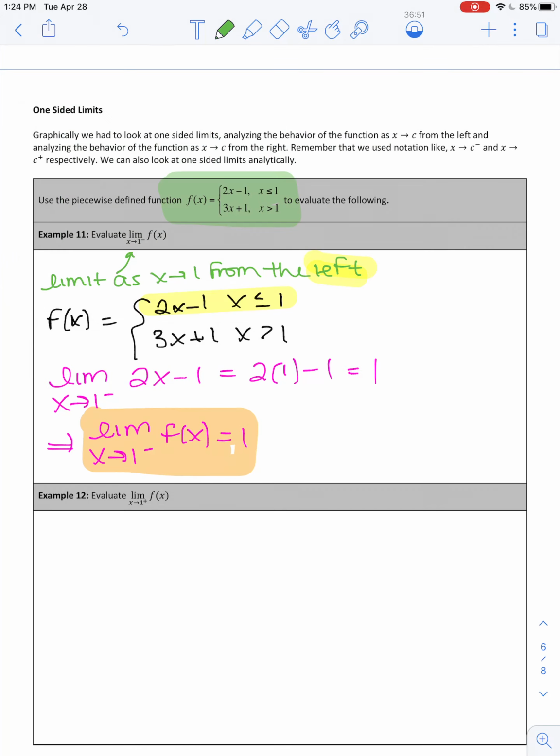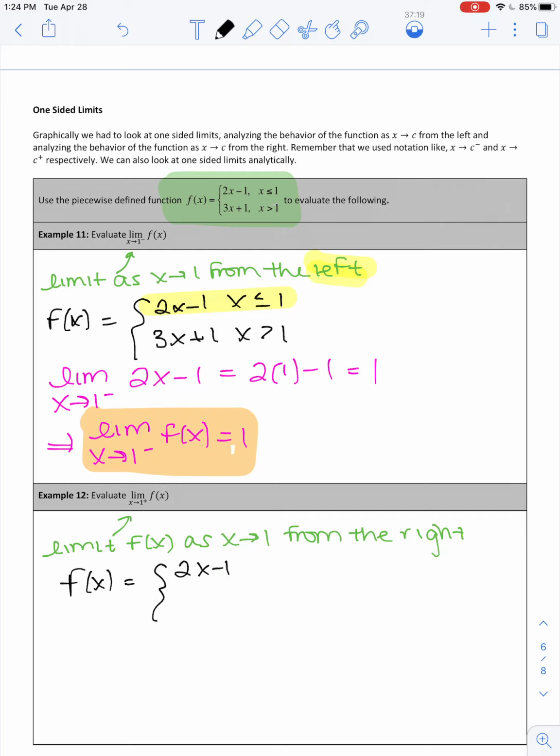Okay, so the next example, not surprisingly, is asking you what's happening as we approach 1 from the right. So what's the limit of f of x as x goes to 1 from the right? Okay, and again, you don't need to, but I'm going to, just for this example's sake, copy down my f of x again. It's 2x minus 1 when x is less than or equal to 1, and 3x plus 1 when x is greater than 1.